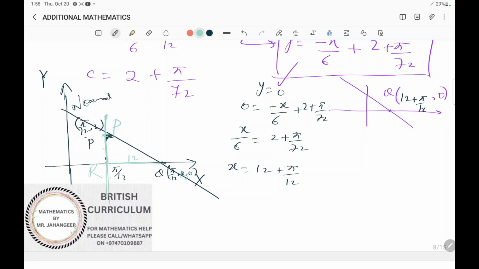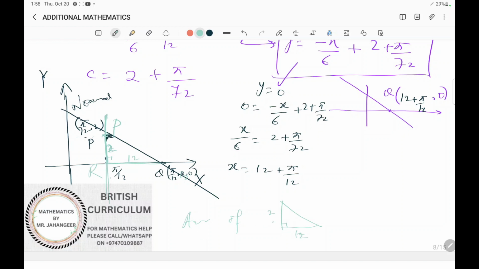And this height we already found, right? Already we had this height. This is pi by 12 comma 2. So this height is 2, and this is a right angle triangle. So the area of this triangle will be how much? It became very simple right now. This is 12, this is 2, and this is 12.